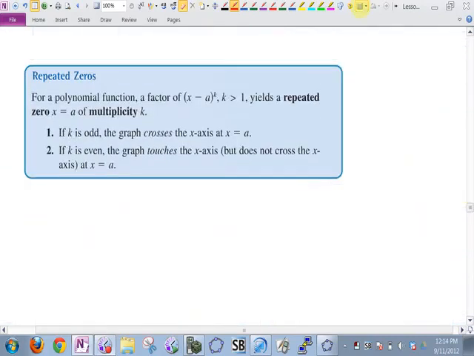Here's the book talking about repeated zeros. Anytime a factor shows up more than once in a polynomial, so let's say x minus a is a factor that shows up in the polynomial k times, then we call a zero multiplicity k. If k is odd, the graph does cross at that point, but like I said, it levels off. It becomes parallel to the x-axis, then crosses through. If k is even, it touches and bounces away. But like I said, the larger k is, the more flat it gets and runs parallel-ish to the x-axis, touches it, and then bounces away.